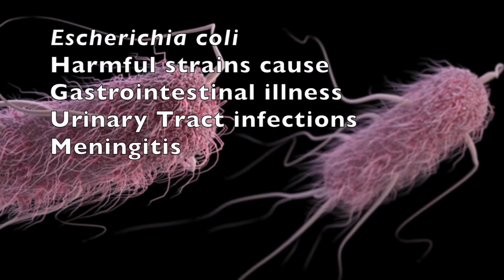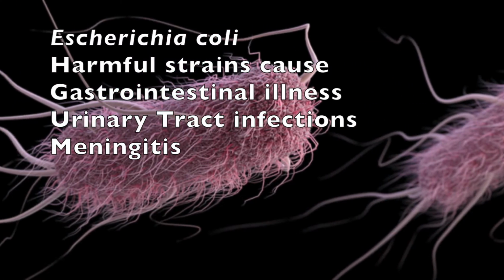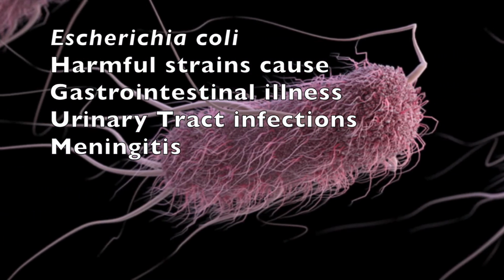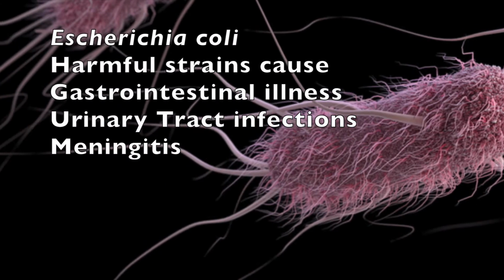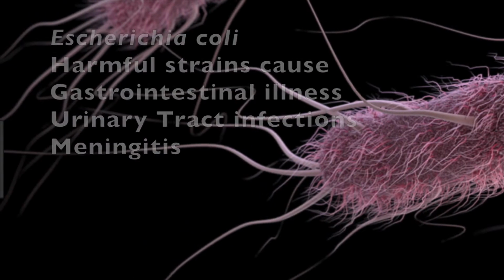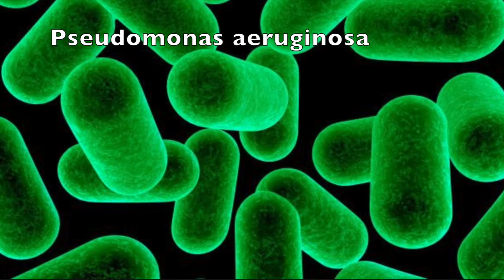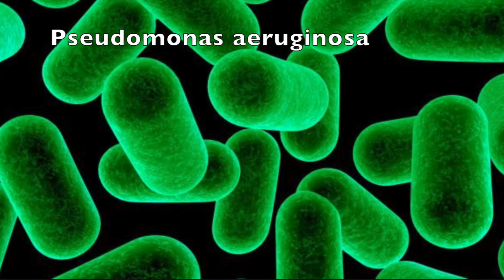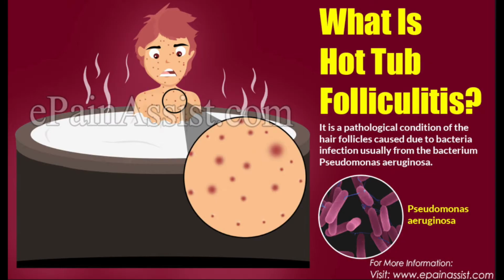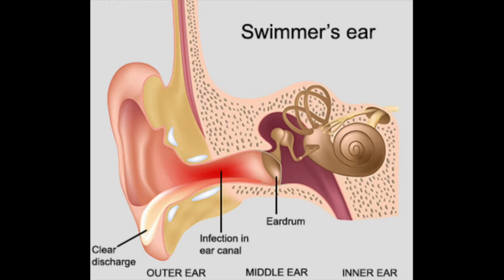E. coli is not entirely harmful, but the harmful strains can cause gastrointestinal illness, urinary tract infections, and meningitis, all of which can lead to life-threatening consequences. There are many types of the Pseudomonas aeruginosa bacteria, but only a few types can cause an infection. It can cause well-known conditions such as hot tub rash, a red and itchy skin rash resulting from contaminated water, and swimmer's ear.